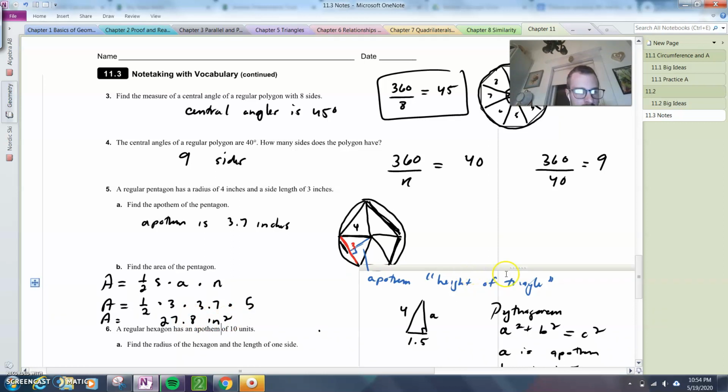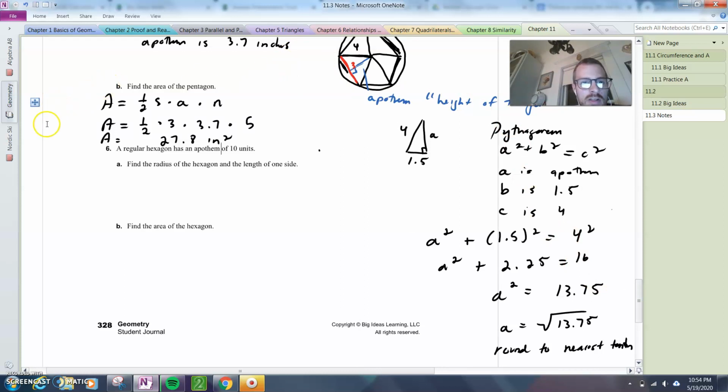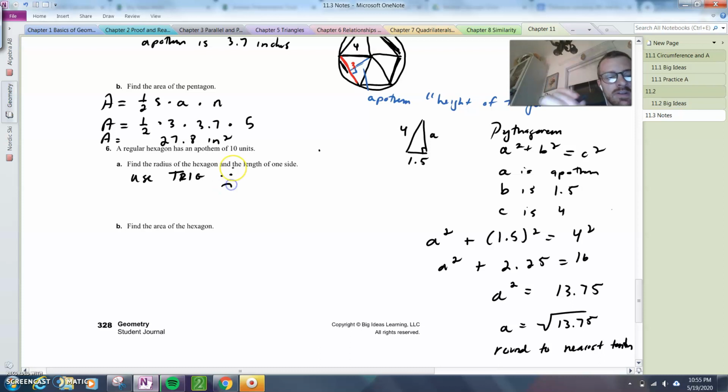All right, and next one. Find the radius of a hexagon and the length of one side. Okay, now this gets a little tougher. Unfortunately, we're going to have to use some trig. And it looks like this video is going to get broken up into 2 videos because of it.